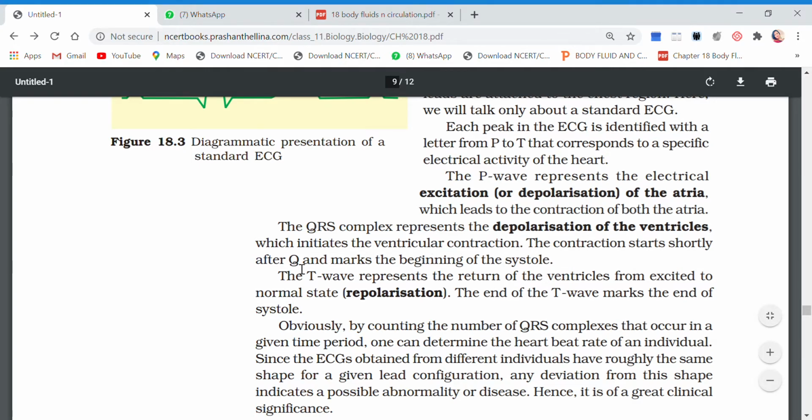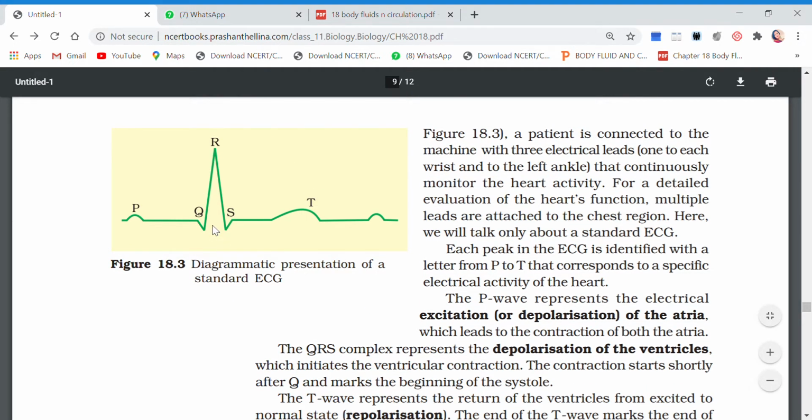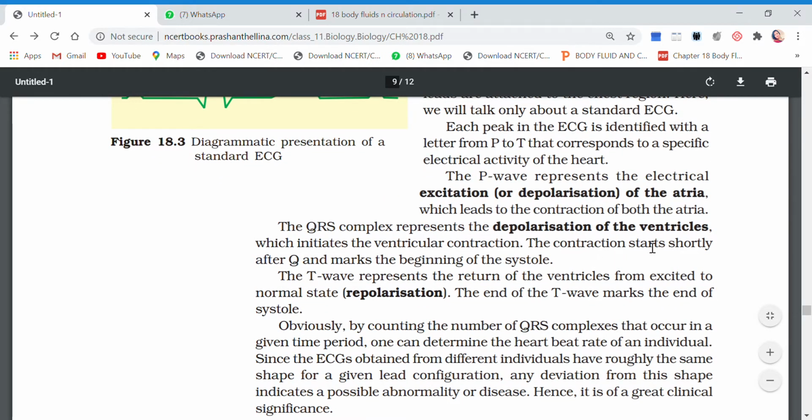So one marker question can come, children, that why we take Q first downwards and then we take it upwards. Because the contraction first starts after a bit, after a while. It starts shortly after a while.